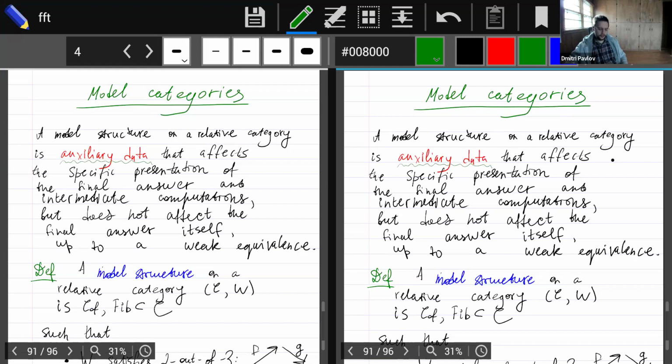So a good way to think about a model structure is that it basically is a choice of resolutions for your relative category. It doesn't affect anything in a fundamental way, but it does affect your computations quite a bit. Depending on the chosen model structure, your computations may simplify quite a bit. But nevertheless, perhaps a good thing to point out is that model categories with the same underlying relative category are all equivalent to each other.